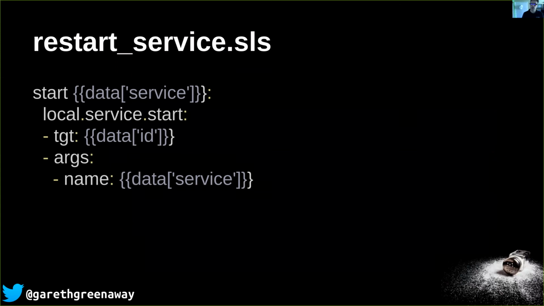A restart_service SLS file might look something like this. Here we're using some Jinja templating to pull out the service and the ID from the data variable in our event. We're using a local reactor call to the start function in the service module. We're targeting the minion that was included in the data, and we're passing the name of the service that we want to restart.